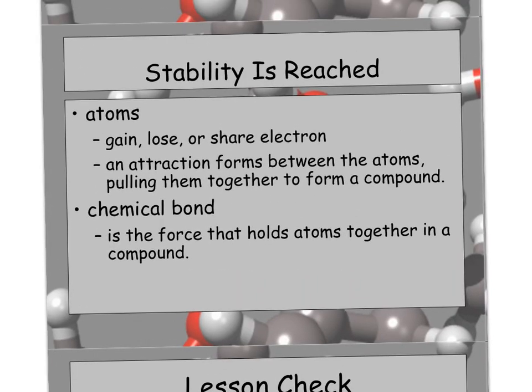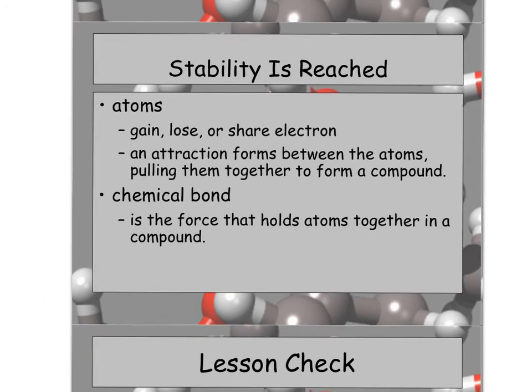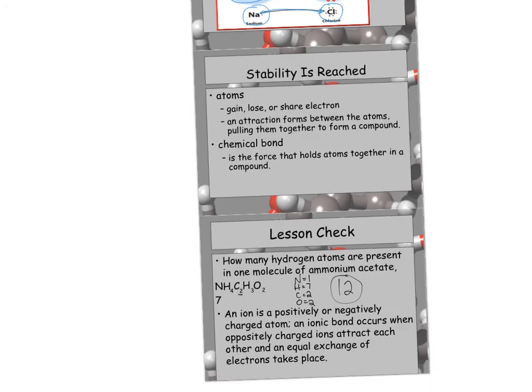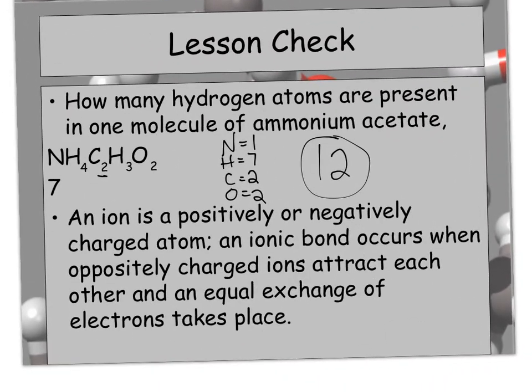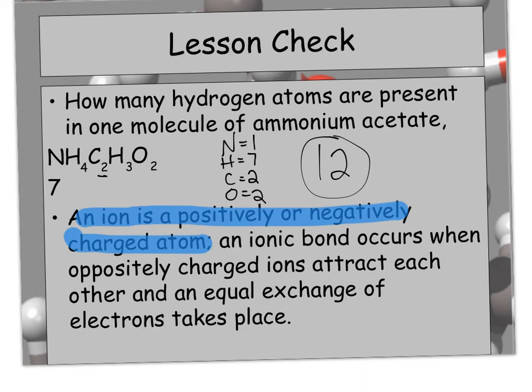So atoms gain, lose, or share electrons in order to become stable, and that is the whole point behind bonding, to have stability reached. And once again, an ion is a positively or negatively charged atom, and we'll talk about that in more detail later.